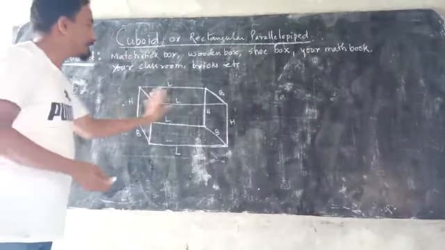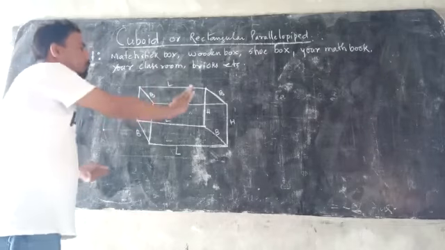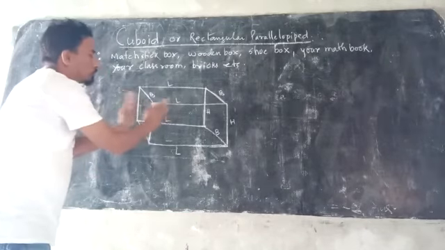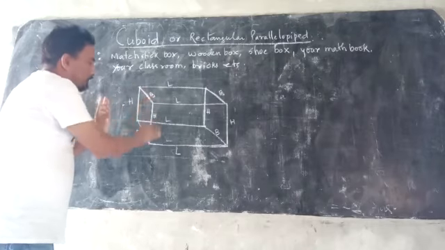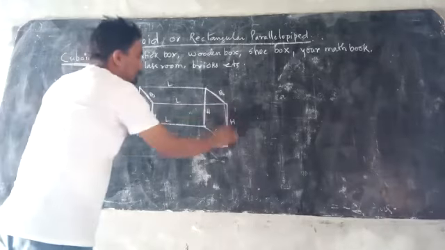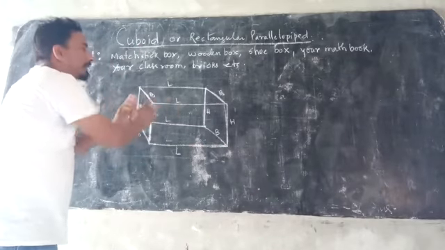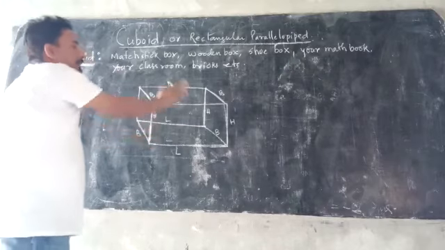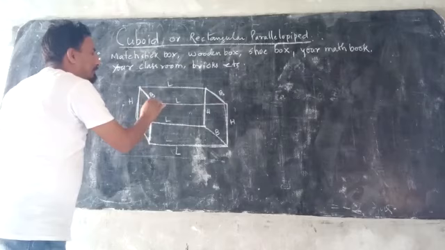How many edges are here? How many sides altogether? There are altogether 12 sides, and sides are also known as edges. Edge means the line where two surfaces meet. You see this surface and this surface are meeting at this line. So this line is one edge of these two surfaces. Like that there are altogether 12 edges, and the point where the line segments meet is called a vertex.